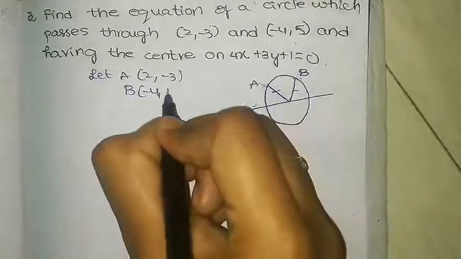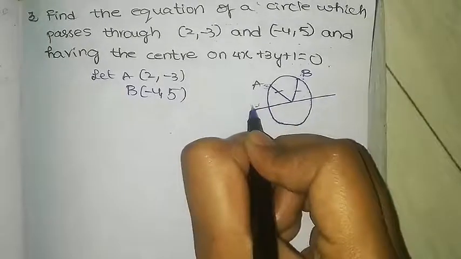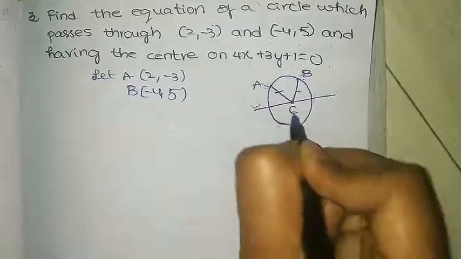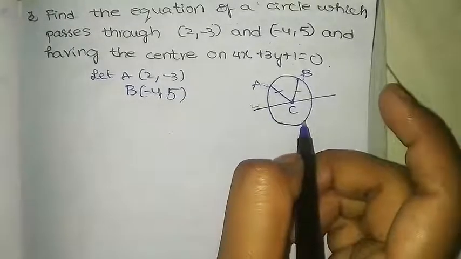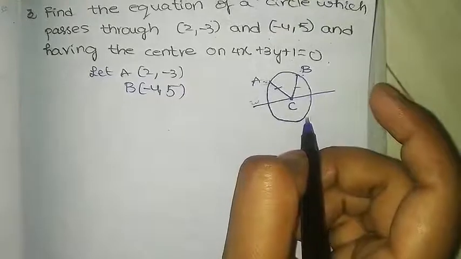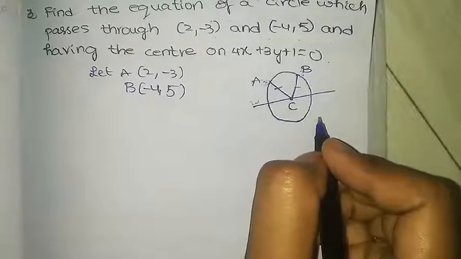So these two are equal, A is (2, -3) and B is (-4, -5), and we are given a line which is passing through the center. We have two methods to solve the problem. One is the first method, where we use straight lines as we have solved before, and the second method. Let us go to the first method and then the second method.